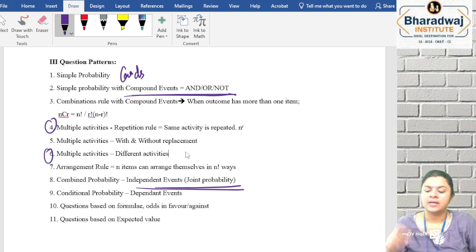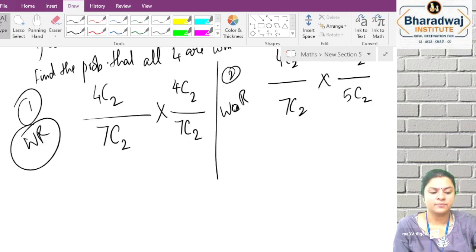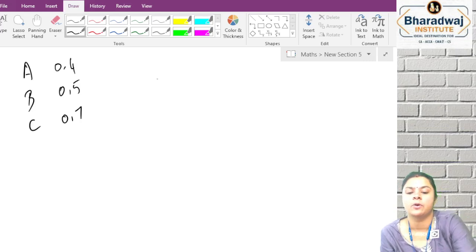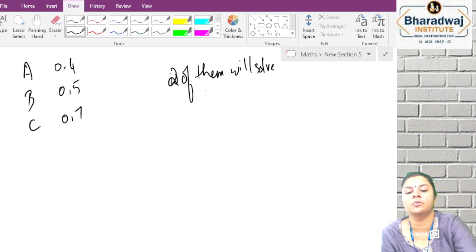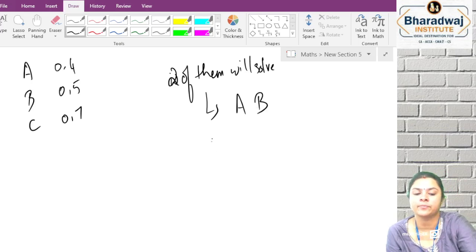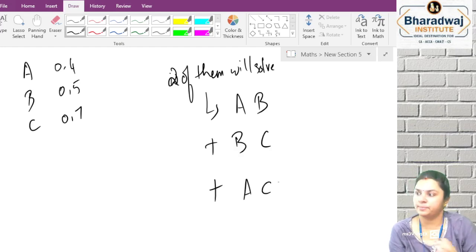If I ask you, there are 3 people solving a particular problem, let's take this with an example. A, B and C are solving a problem. Probability of solving is 0.4, 0.5 and 0.7. Now, what is the probability that 2 of them will succeed? 2 of them means what are the possible outcomes? AB or BC or AC. Correct? A and B solving, so what happens to the third person?